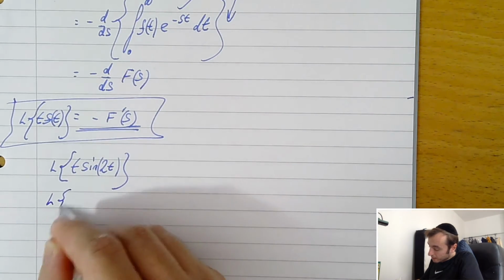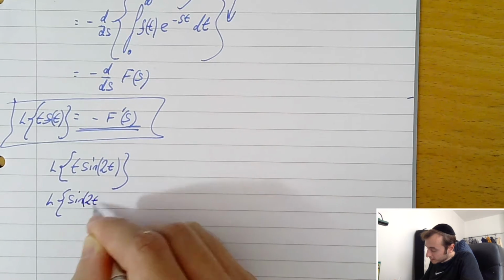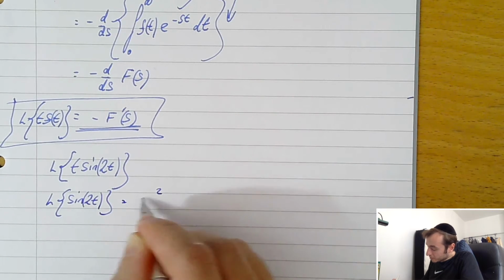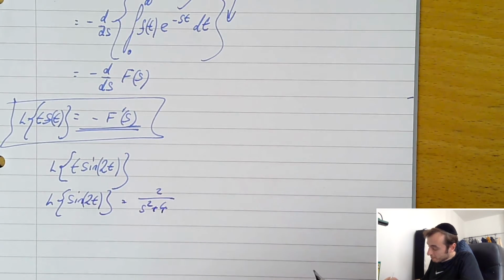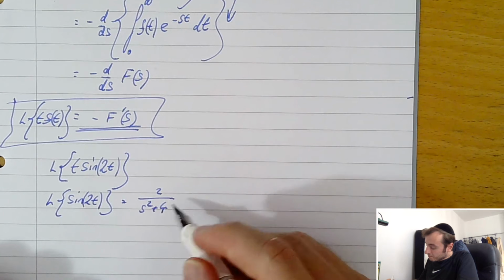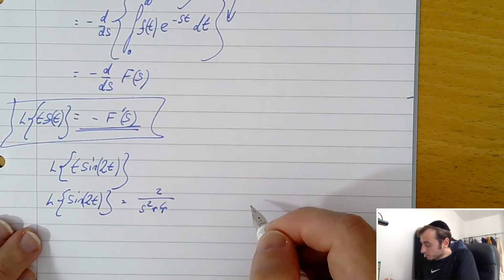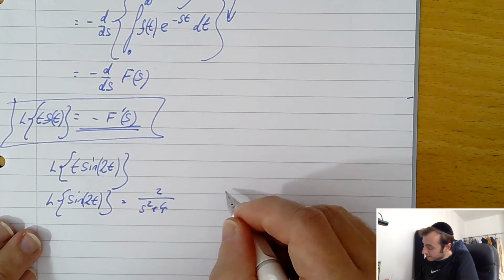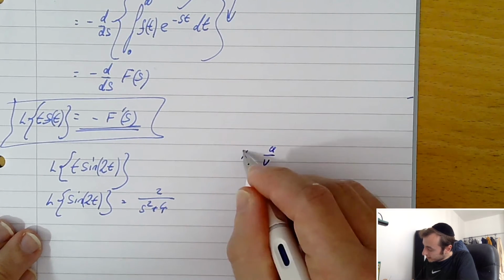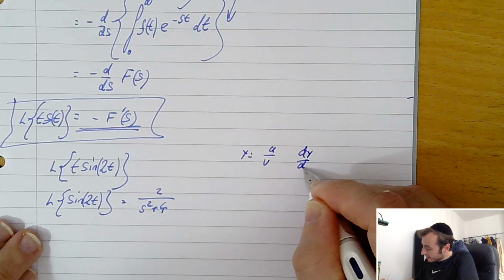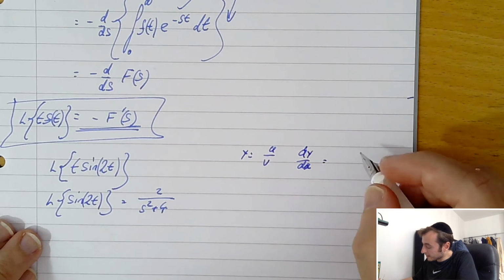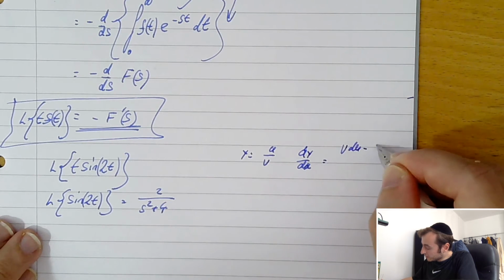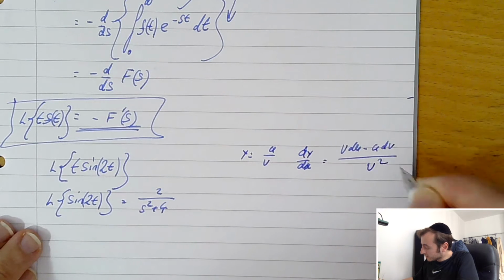So we know that the Laplace transform of sine 2t equals 2 on s squared plus 4. And then we take the first derivative of that. If we use the quotient rule, just to go over that, if y equals u on v, dy by dx, or any variable, is going to be v du minus u dv on v squared.